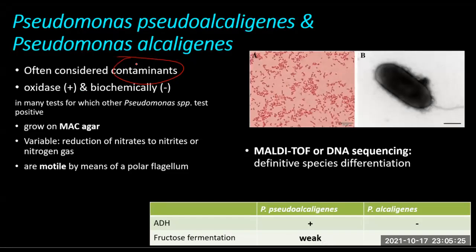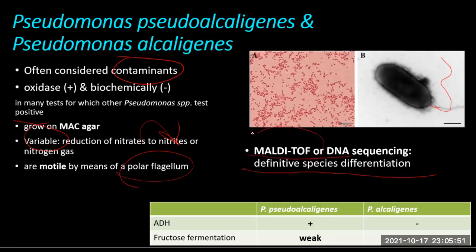several tests for which other Pseudomonas species test positive, and they can grow on MacConkey agar. The reduction of nitrates to nitrites or nitrogen gas is quite variable. They are motile by means of a polar flagellum, so it's flagellated. And for a definitive species differentiation, we need MALDI-TOF or DNA sequencing.